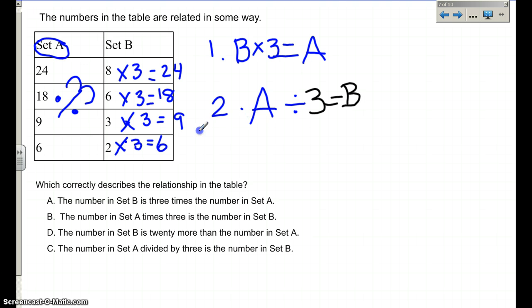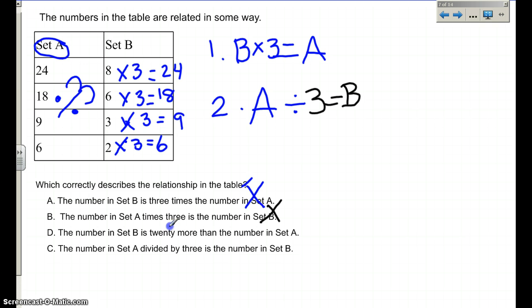Okay, now I'm going to read all of these and see which one matches one of these choices. The number in set B equals, so B equals 3 times the number in set A? No, because if I said B equals, that would have to be divide. So it can't be choice A. All right, let's look at choice B. The number in set A times 3. A times 3 equals B. No, that's dividing again. So these are very tricky. You have to make sure you read very carefully.